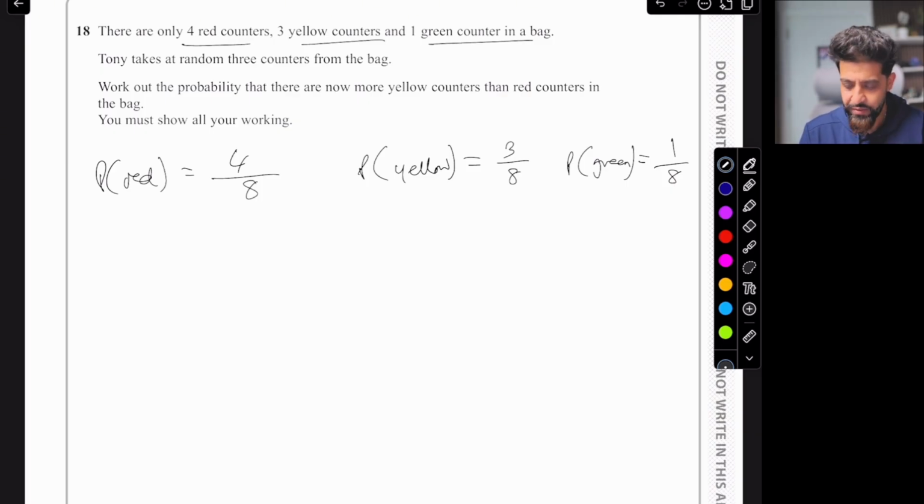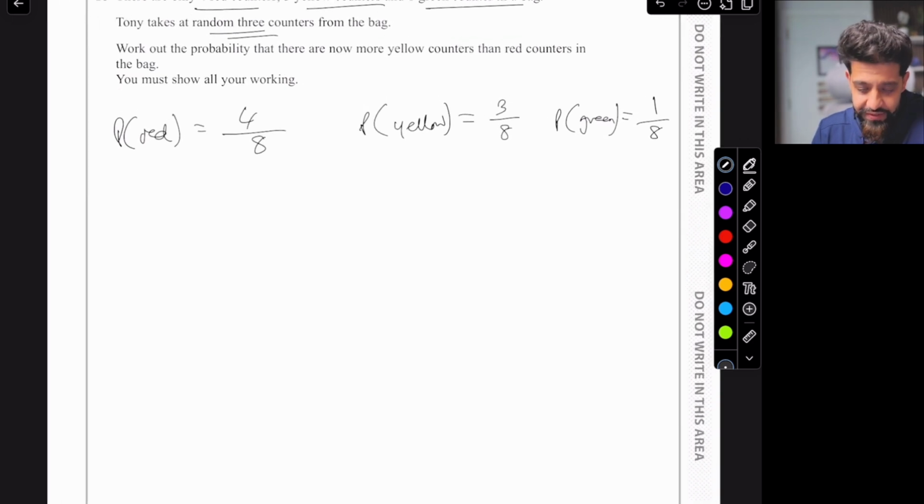Look at the probability that there are now more yellow counters than red counters. Now, if you're taking out 3 counters, you're not replacing them, by the way, remember that, because it doesn't say anything about replacing. So don't assume things. We want to work out the probability that there are more yellow counters than red left in the bag. So let's look at all the possibilities that you can have of 3 counters.